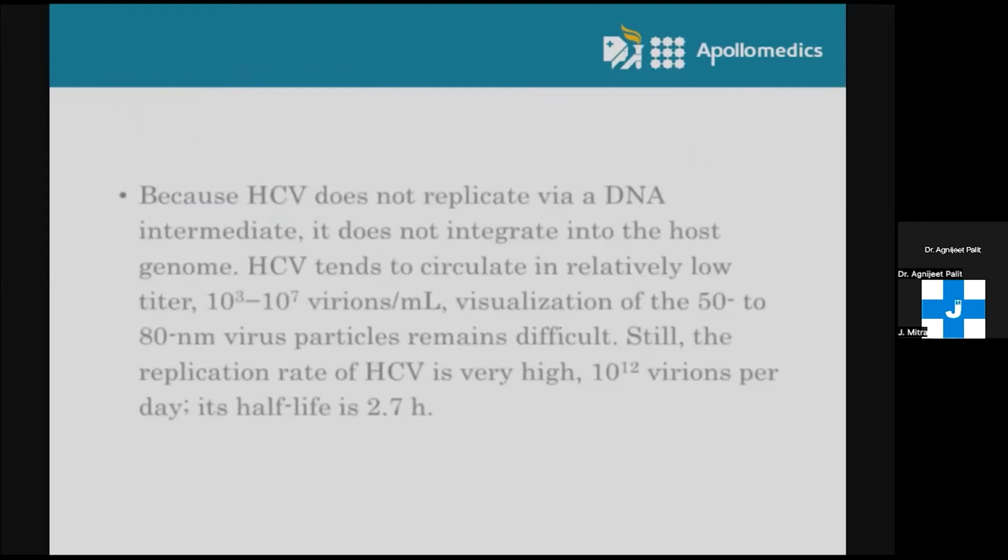Now it has to be noted that hepatitis C virus does not replicate via a DNA intermediate. That is why it does not integrate into the host genome, unlike other viruses which do replicate via a DNA intermediate. The circulating concentration of HCV tends to be relatively low, that is 10 to the power of 3 to 10 to the power of 7 virions per ml. That is why visualization of 50 to 80 nanometer virus particles remains difficult. However, the replication rate remains high. It is about 10 to the power of 12 virions per day with a half-life of 2.7 hours.